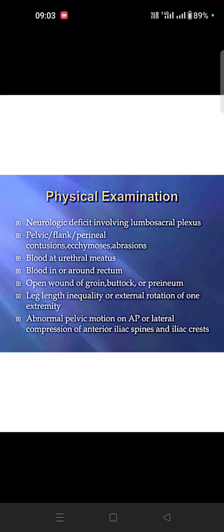Then physical examination: neurological deficit involving the lumbosacral plexus. The lumbar plexus connects to the brain, right? So there will be a neurological deficit. Also, if the patient has an affected pelvic bone, they cannot stand. Then pelvic, flank, perineal contusions, ecchymosis, abrasions.